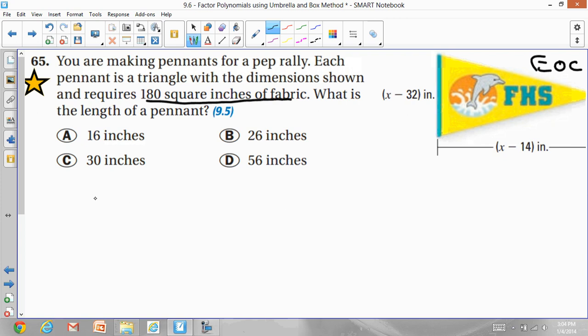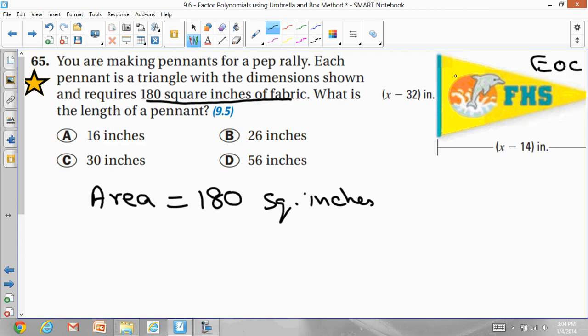So the area is given. The area in this case is going to be 180 square inches. Anytime they're talking about square inches, they're talking about the area. So this is a triangle. The base is given, the height is given. The base and the length is given. So the length of the flag is given.